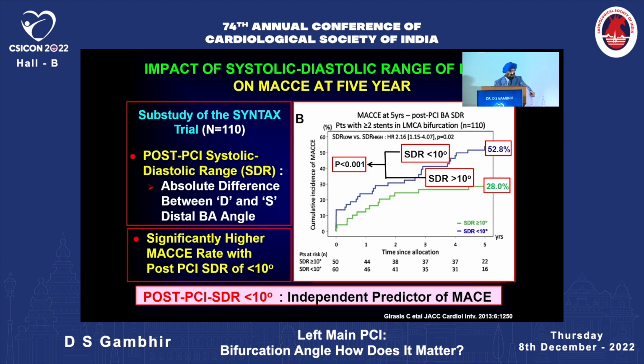And they said that the MACE rates were significantly higher, 52%, if the post-PCI systolic diastolic range was less than 10 degrees. So this was an important predictor of MACE. What they concluded is that it is not the static angle, but the dynamicity of the angle, particularly after PCI. If the angle change is less than 10 degrees, then there is a higher rate of major adverse cardiac events.